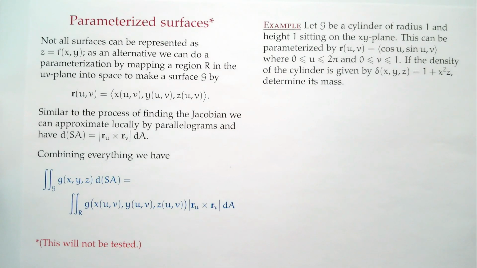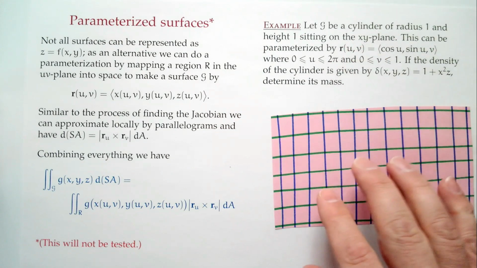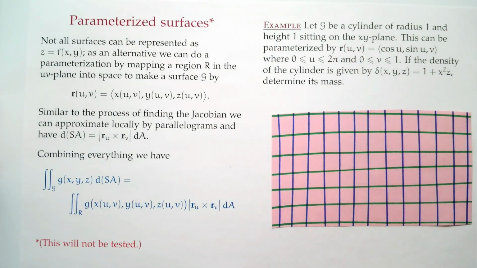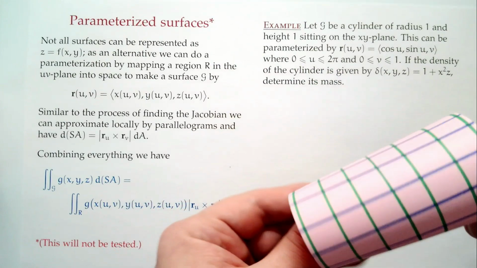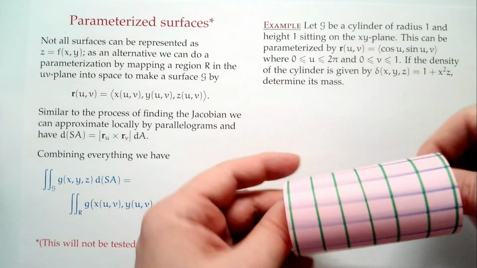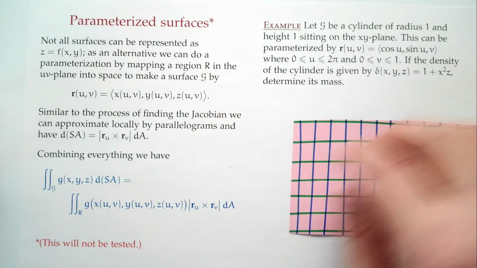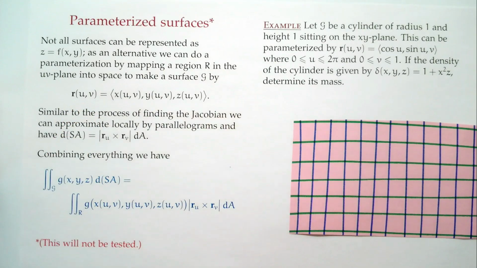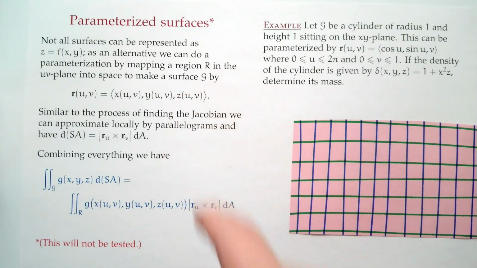Because sometimes there are surfaces where we can't really solve for z as a function f of x, y very simply. So as an example, you might have a cylinder. The problem with the cylinder is you can't solve for z as a function of x and y. But what you can do is take this region, and imagine mapping it in a way that I form a cylinder shape. So we can do this in general. I can do a parameterization of a surface. So I have r of u, v is the x, y, and z, depending upon u and v.